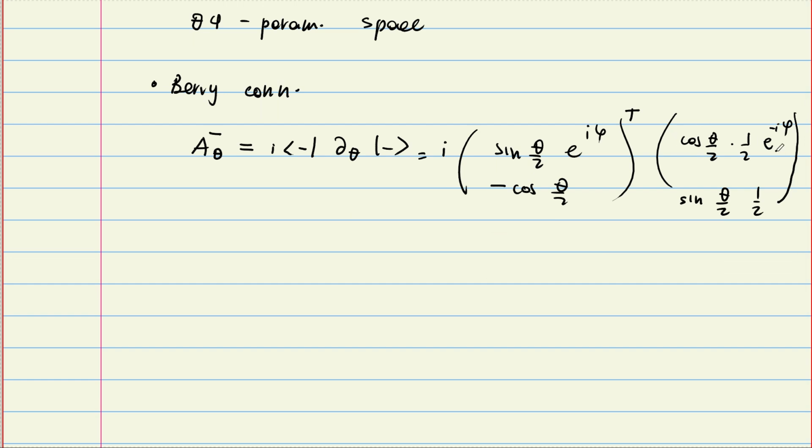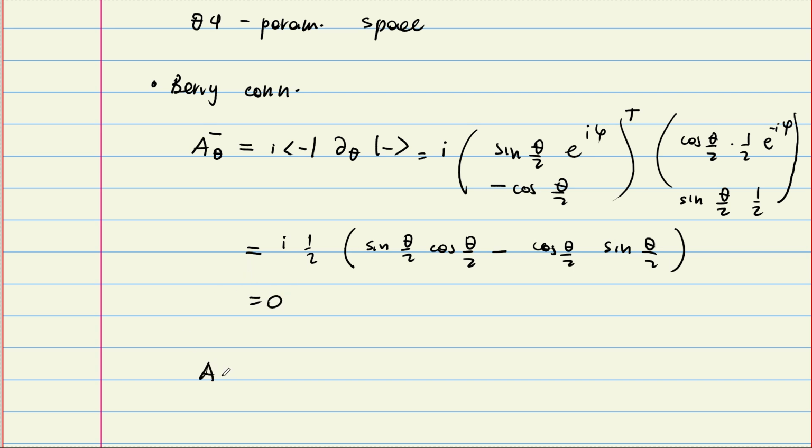Hopefully what I write here is clear, right? I'll multiply this with this plus this with this. So it's going to be i times 1/2. These complex exponentials will cancel. It's going to be sine theta over 2 cosine theta over 2 minus cosine theta over 2 sine theta over 2. So this is the product of this and that, and it's 0.